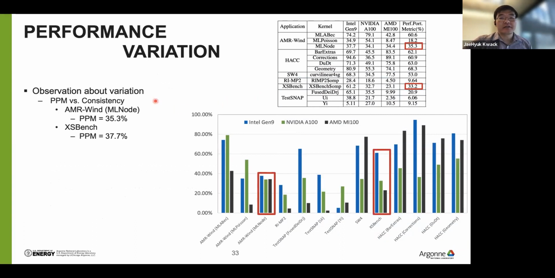So here, there's another observation we made. The PPM number is a good metric to represent performance efficiency, but in some cases, for example, we chose the AMR-Wind kernel, which is 35% PPM, and also the ExaSMR kernel is 33% PPM. They are similar to each other, right? But if you look at the variation here, AMR-Wind has very little variation and the other has very large variation, right? But depending on the audience, we may get different answers to this question.